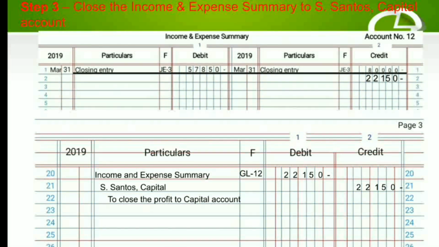And since it is a debit, this will be posted to the debit side of the income and expense summary account. So we have here in the debit side, closing entry under the particulars column, and then in the folio is JE3 since this is taken from page number 3 of the general journal. And then the amount is 22,150 pesos. So at this point, the income and expense summary is a closed account, because if we get the difference between these two, the answer is zero balance. So 22,150 pesos debit less 22,150 pesos credit is equal to 0.